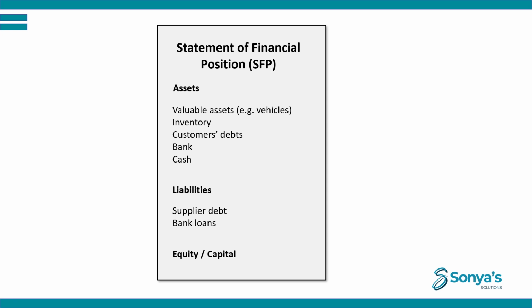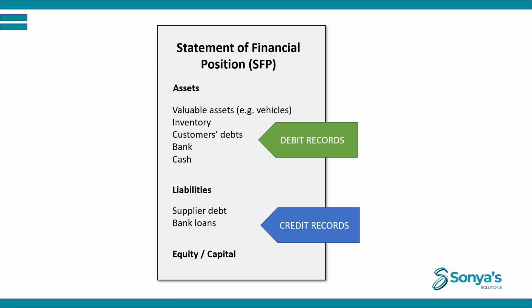The statement of financial position lists the business's assets, items that have a cash value, and liabilities, the business's debts. The liabilities, which include equity or capital, are credit records showing what has been entrusted to the business. The assets section shows where it is in the business, and these are debit records.